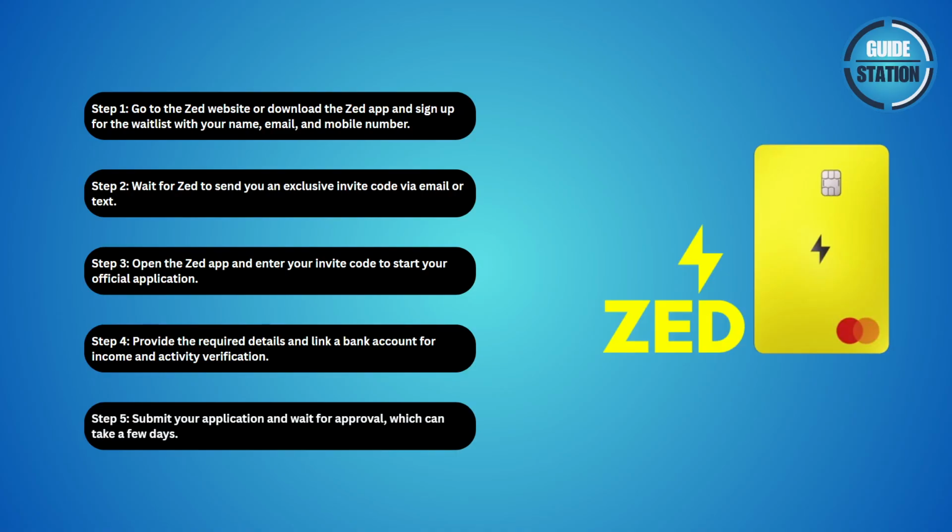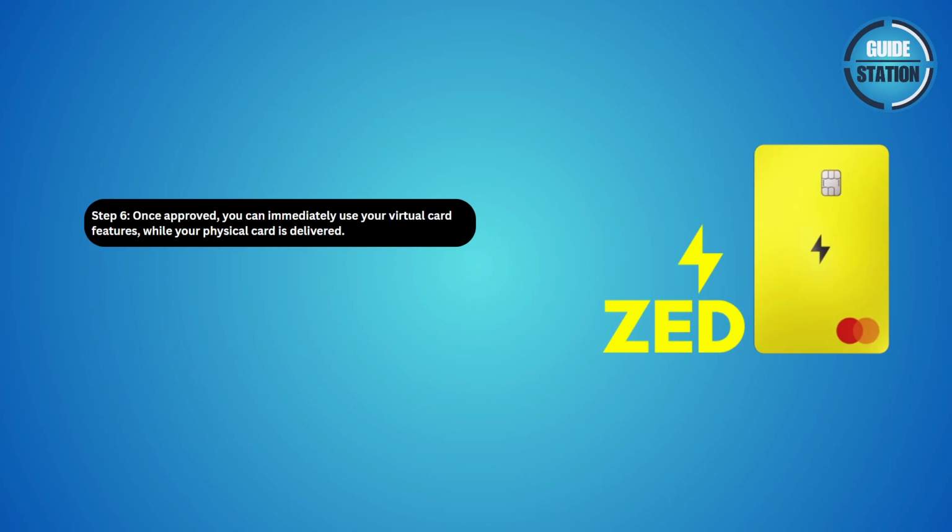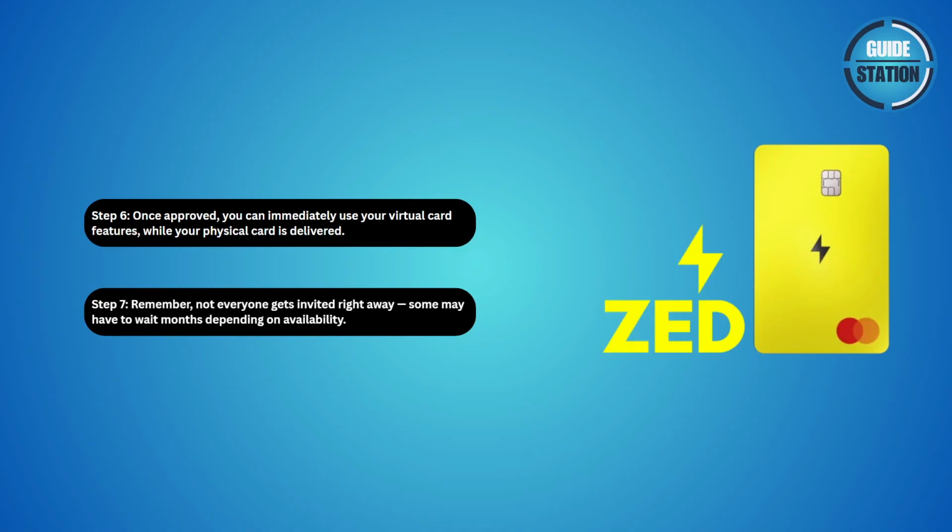Approvals can happen within days, and once you're approved, you can immediately use your card or your virtual card features while waiting for your physical card to be delivered. Just keep in mind that since Z is still rolling out in phases, not everyone gets invited right away, so patience is the key. And that's about it.